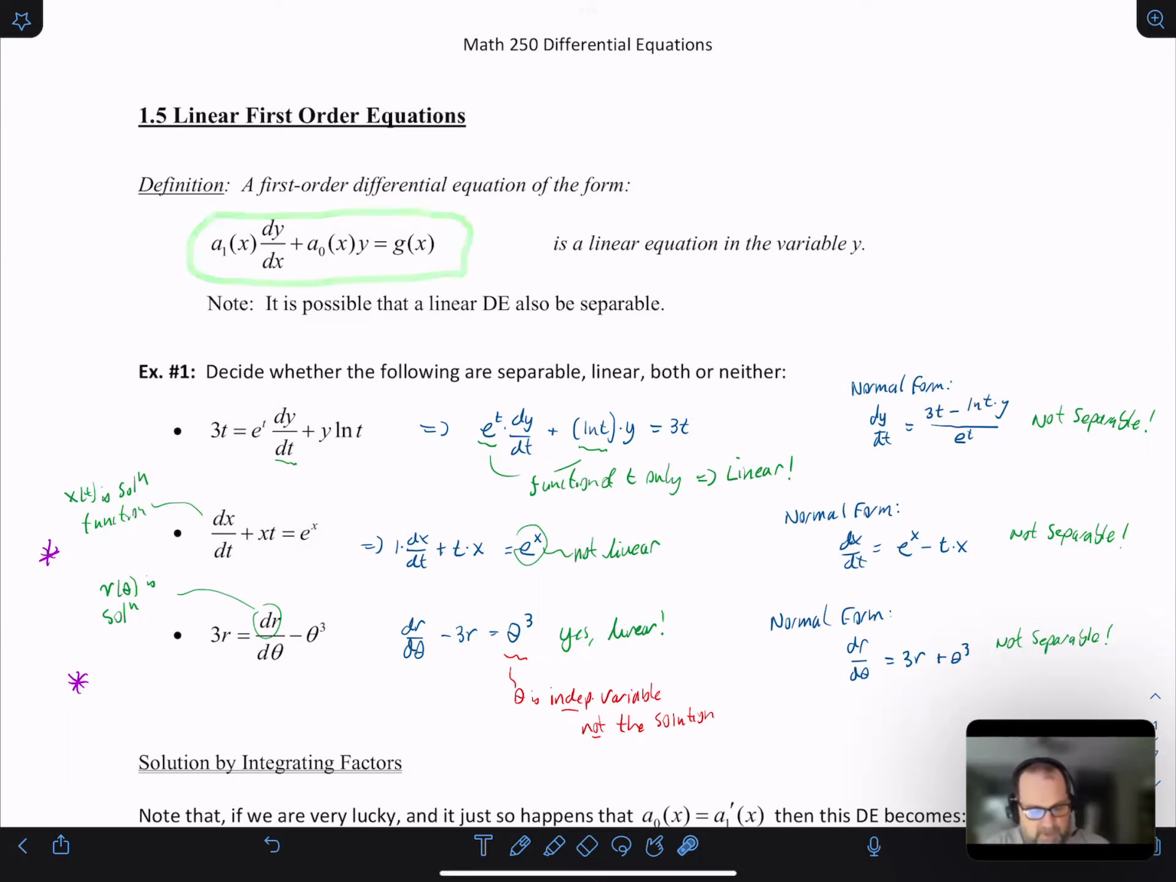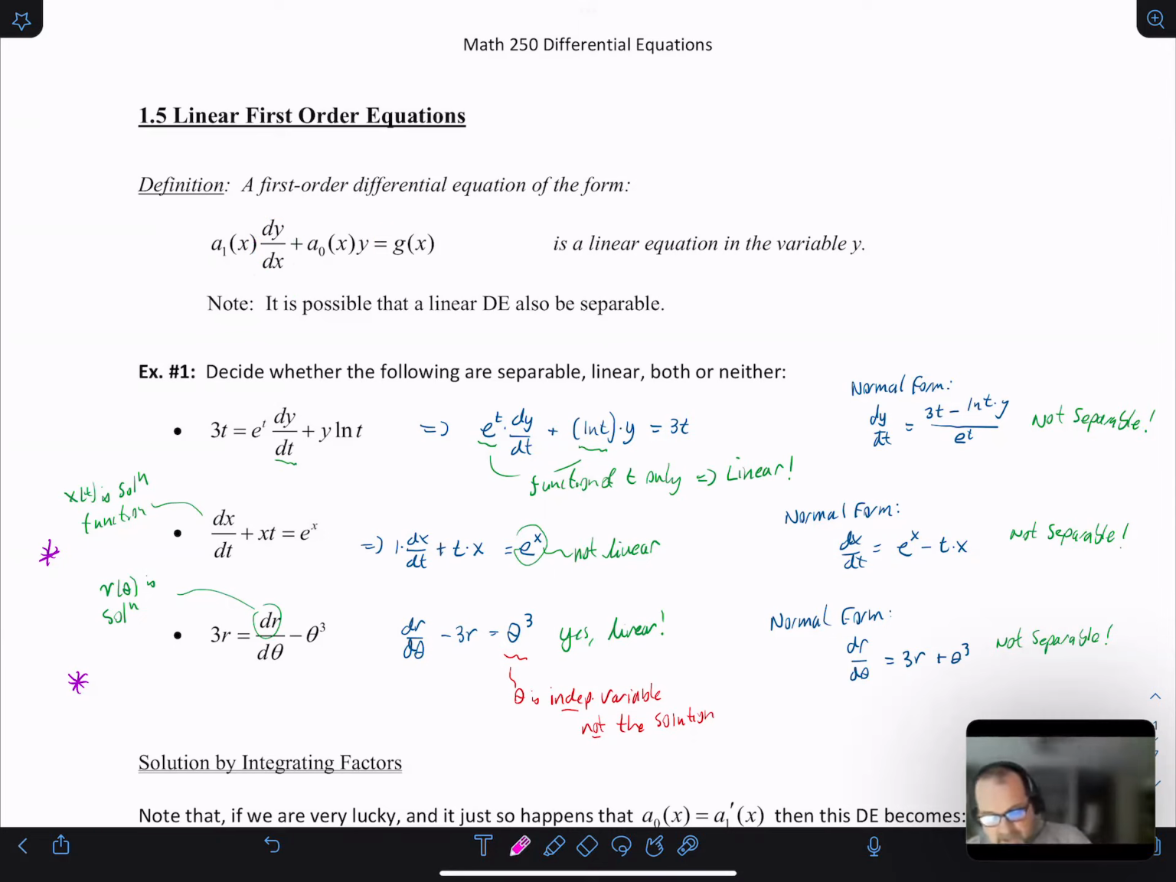So first order, because there's only a dy dx present, no higher than that derivatives. But what makes this linear is that, in fact, the dy dx appears only to the first power, and the y, so this unknown function y and its derivative dy dx, these unknowns appear to the first power only. So that is what makes this linear.